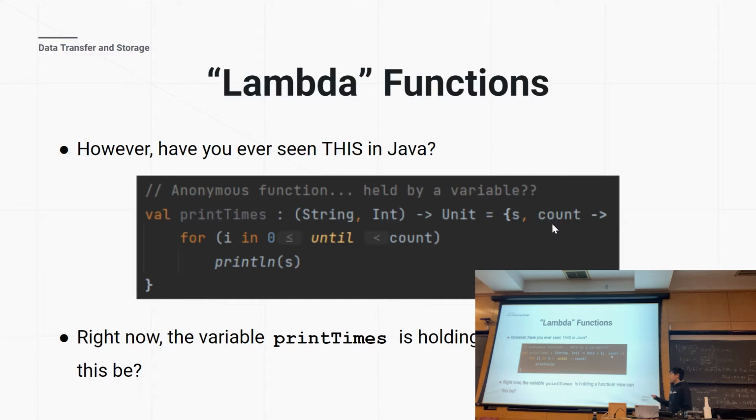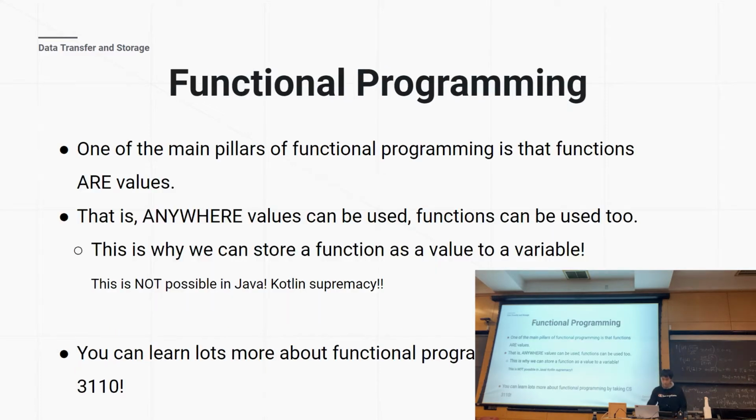Now, that is not something you can do in Java. You can't hold functions as variables in Java. And so how is this working? How can we do this in Kotlin? Well, one of the main pillars of functional programming is that functions are values. And so anywhere that values can be used, functions can also be used too. This is why in the previous slide, we can store a function as a value to a variable. And this is obviously not possible in Java.